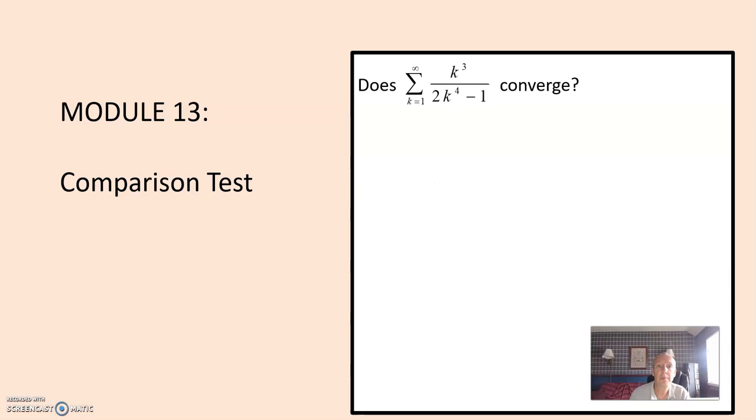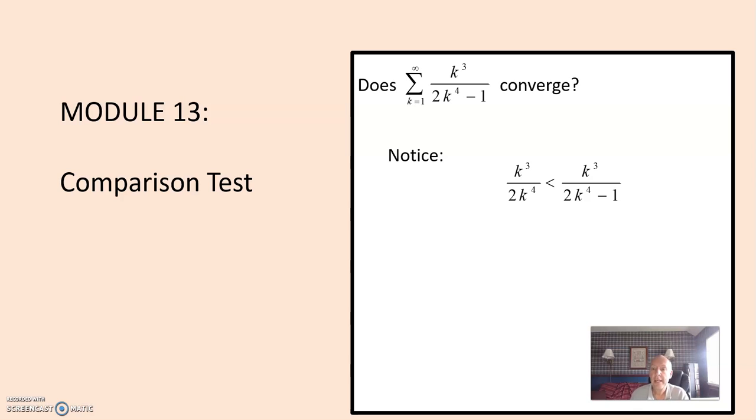Let's look at an example. For the series from k equals 1 to infinity of the quotient k to the third power over the quantity 2k to the fourth power minus 1, we want to determine if this converges. And if we think that it diverges, we want to find a sequence that is a tad bit smaller than this that diverges, and thus our larger sequence would also diverge.